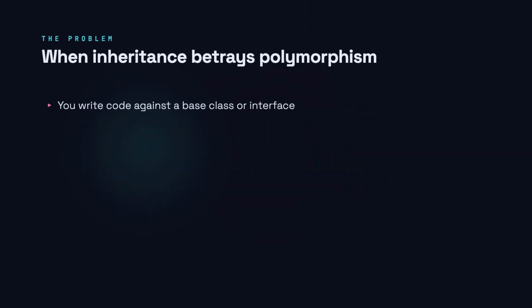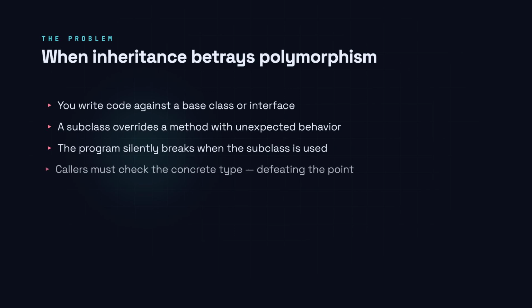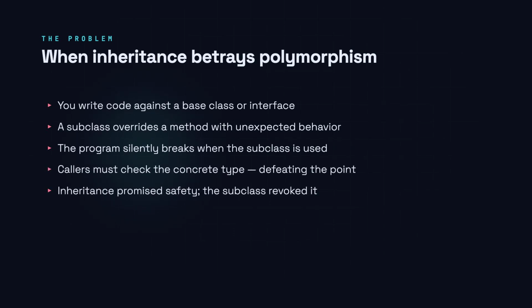Imagine you write a function that accepts a shape and calls its area method. You test it with a rectangle, and everything works perfectly. Then a teammate adds a square subclass, and suddenly your function produces wrong results or throws an error without a single line of your code changing. That is the problem LSP addresses: inheritance that looks correct structurally but breaks behavioral contracts at runtime.